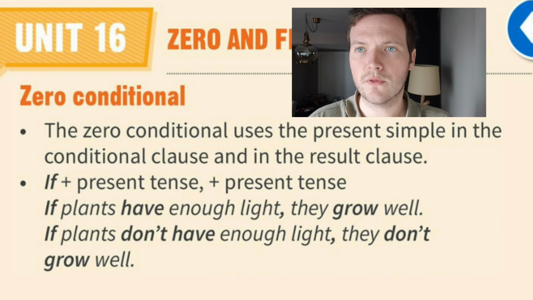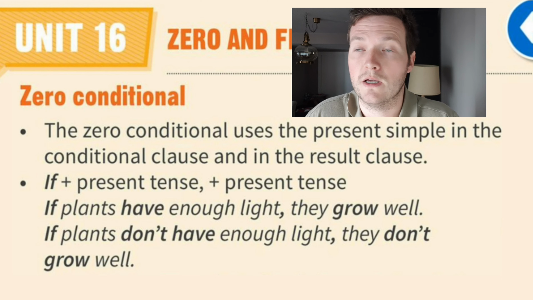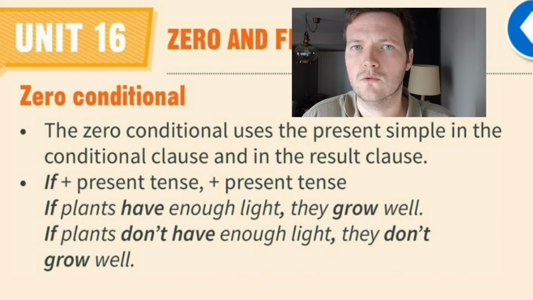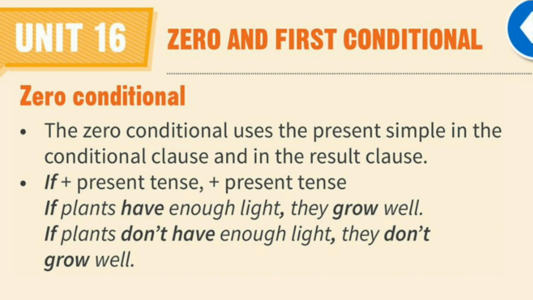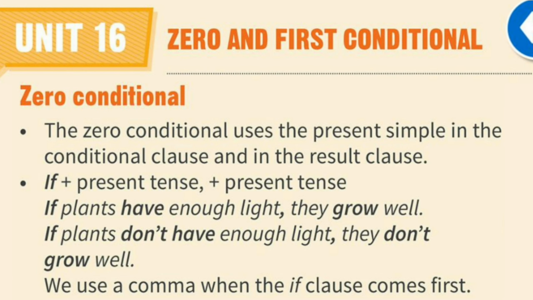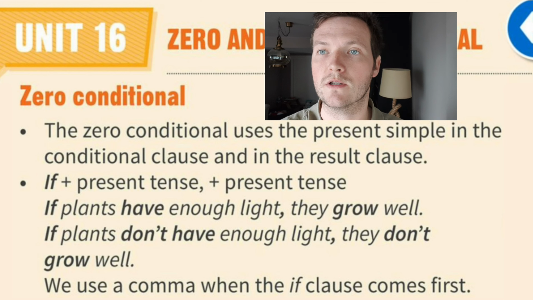Los condicionales tipo 0 son aquellas frases que nos dicen qué suele ocurrir bajo una circunstancia, ¿no? ¿Qué es lo que suele o siempre ocurre en esa condición, bajo esa condición? We put a comma when the if clause comes first. Sí, eso sí. Si os fijáis, veréis que hay una coma siempre que empecemos la frase por la condición, por la parte de la frase que lleva if.